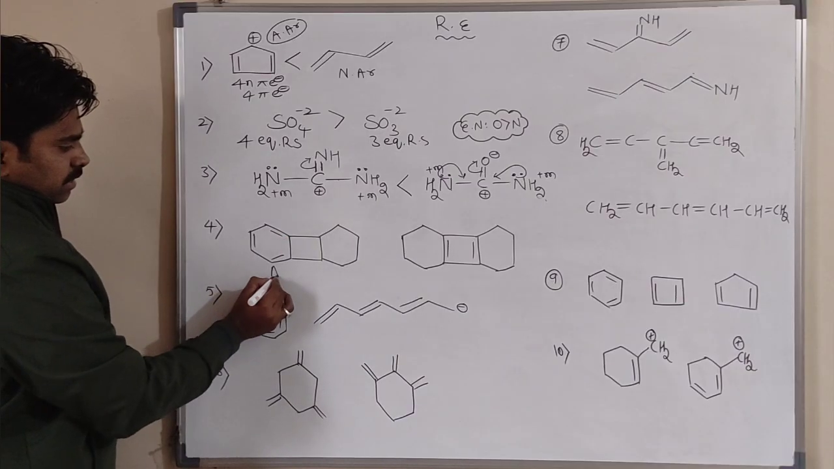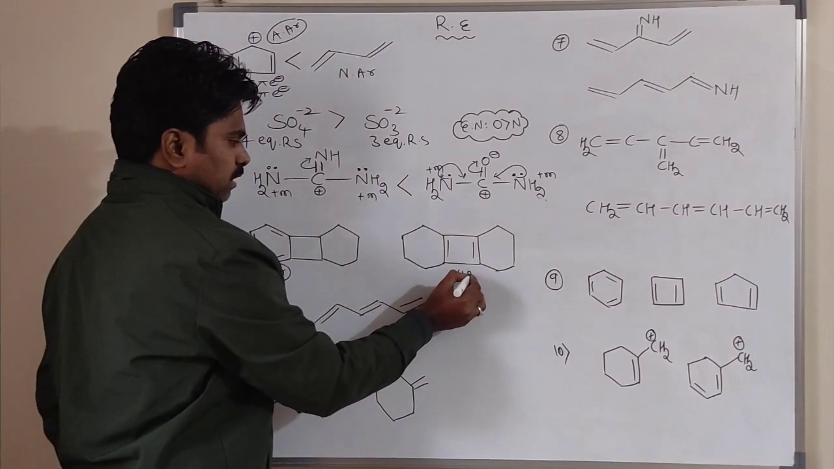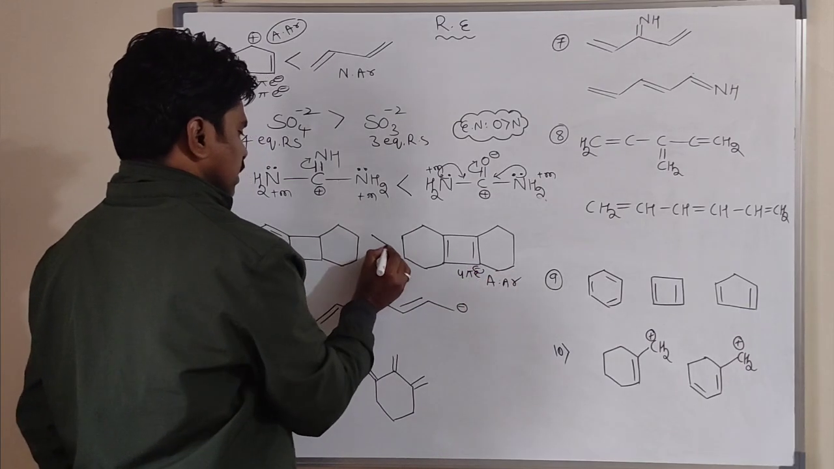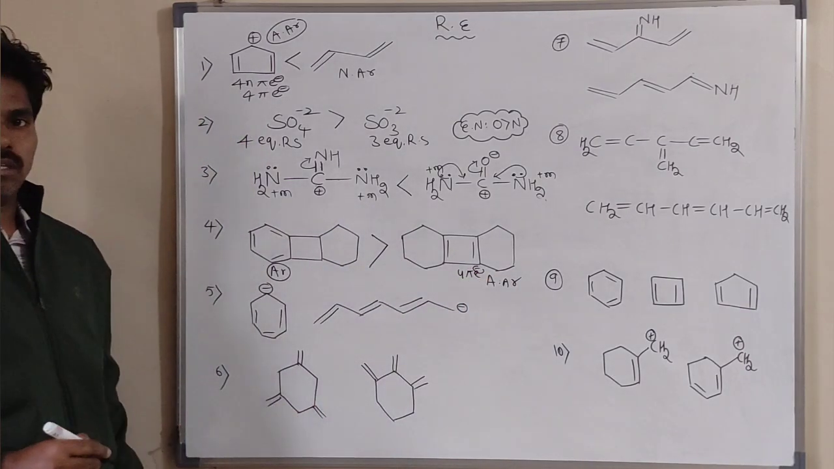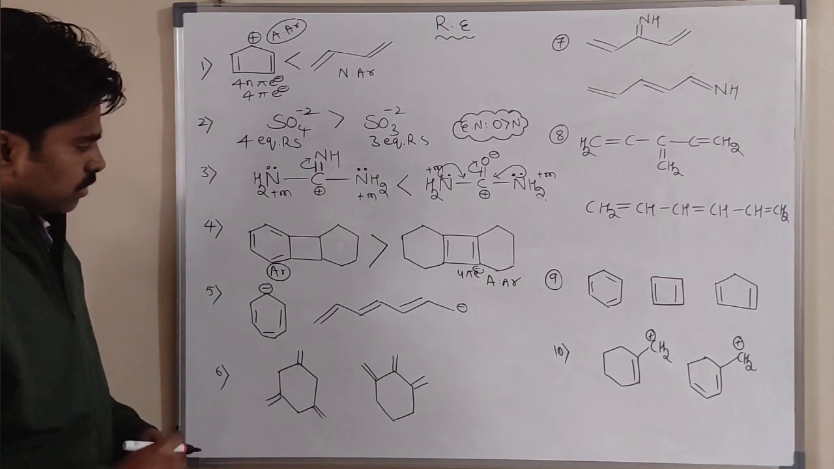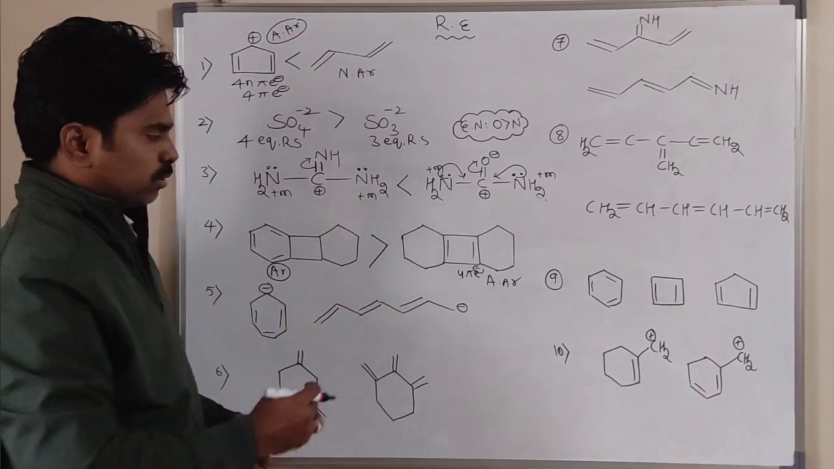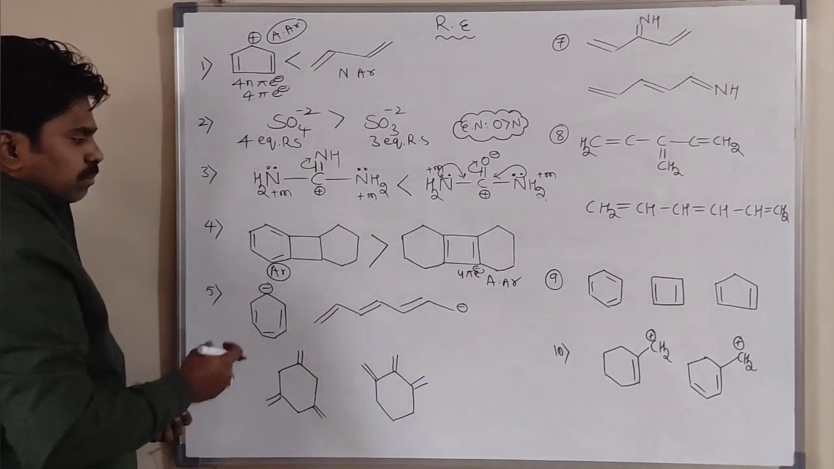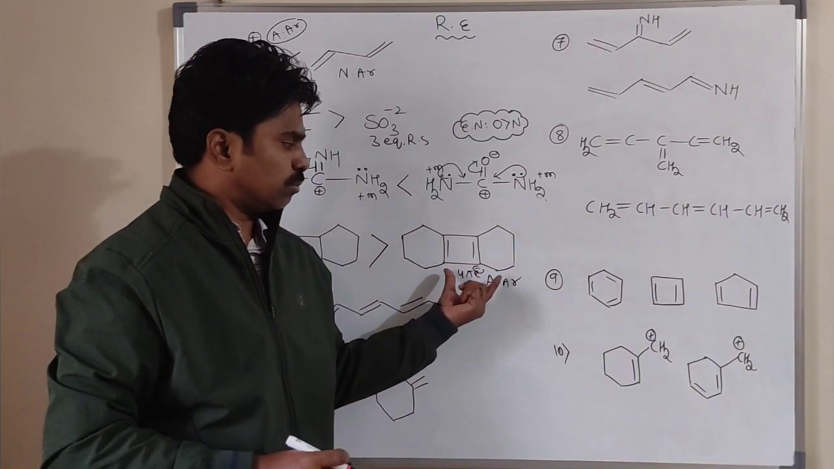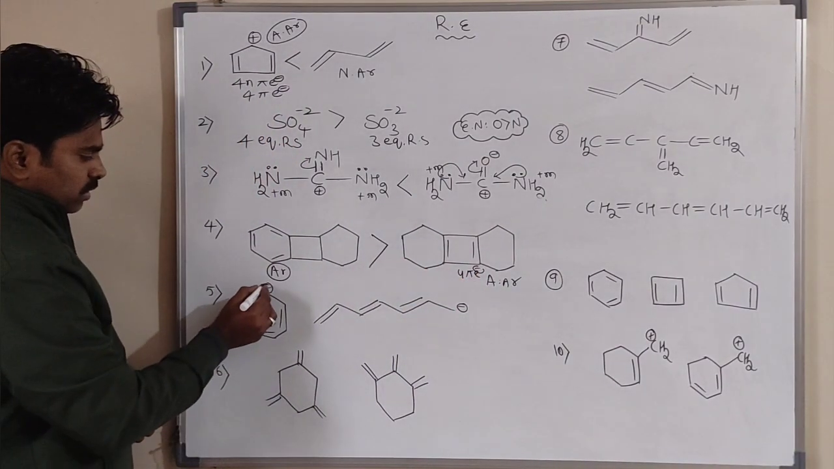Obviously this is aromatic, a benzene ring, and this has 4 pi electrons, so this is anti-aromatic. We say aromatic compounds give more resonance energy than anti-aromatic. Here there are 3 pi bonds, and there 2 pi bonds. So 3 pi bonds form an aromatic, and 2 pi bonds form an anti-aromatic. Right. Come to the next question.